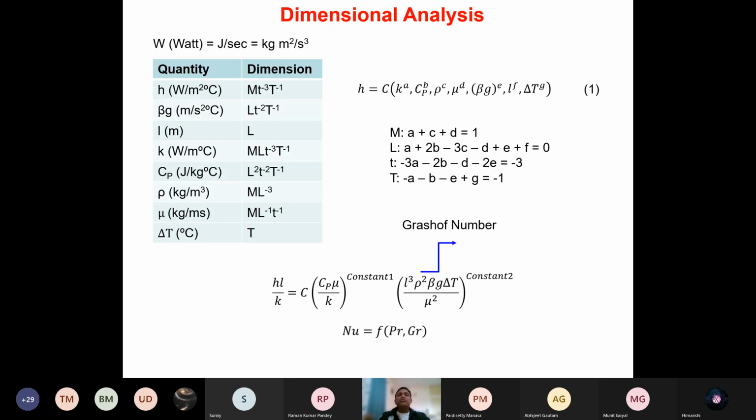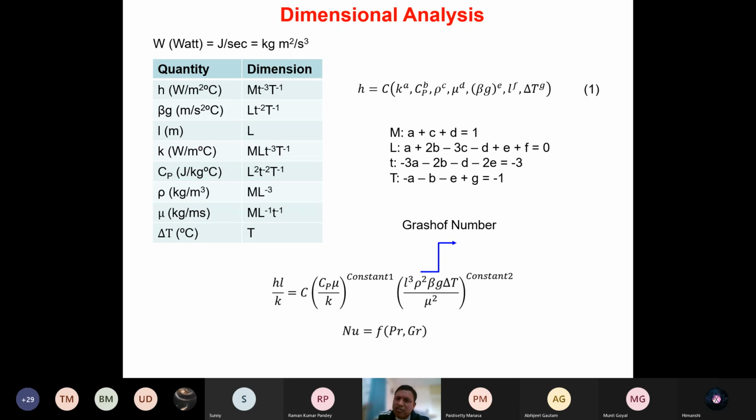So again, let's make a dimensional analysis. I will not go into detail because this part we have seen in a lot of detail earlier, but I am trying to give you a glimpse of what we have done here. Remember, in forced convection, we said that the heat transfer coefficient depends on thermal conductivity, Cp, rho, mu, velocity, diameter, and temperature.